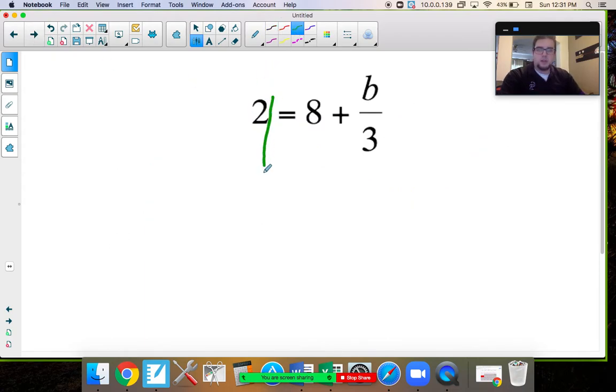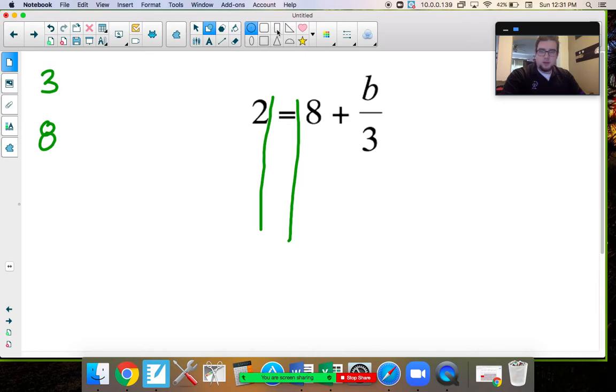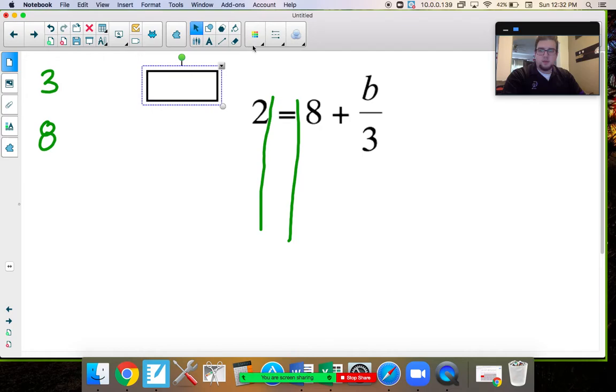I could draw my lines down the equal sign if I want. You don't have to. First thing I'm going to do is find my variable. It's over here on the right. So the 3 has to move, and so does the 8. To figure out how they have to move, we can cover up some other things. So I'm going to grab a rectangle here that can cover some stuff up.